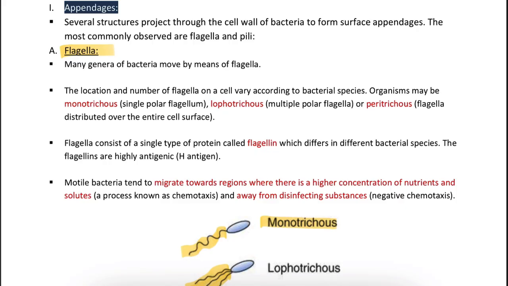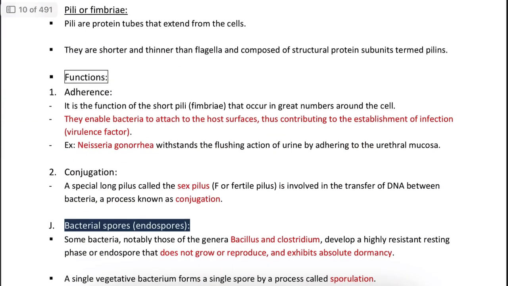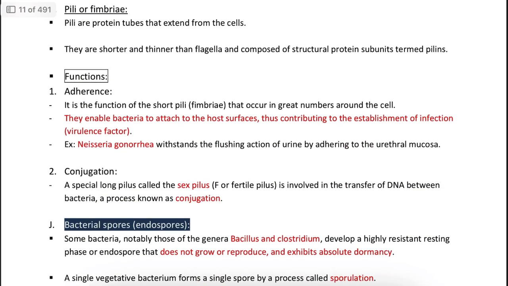The flagellum is highly antigenic, detected as the H antigen in serotyping, example Salmonella. Next we are going to discuss pili. Pili, or you can call them fimbriae. They help with attachment and DNA exchange.